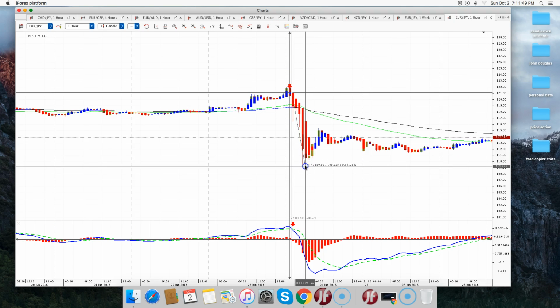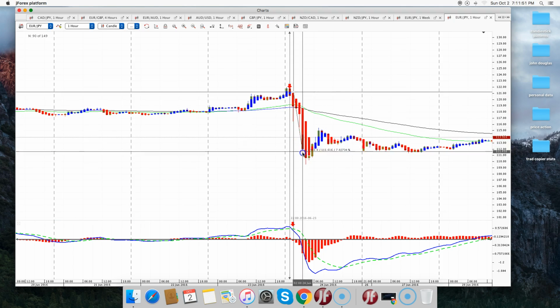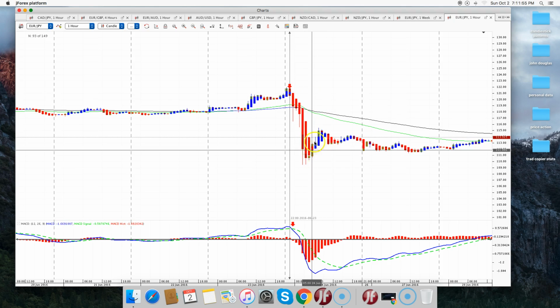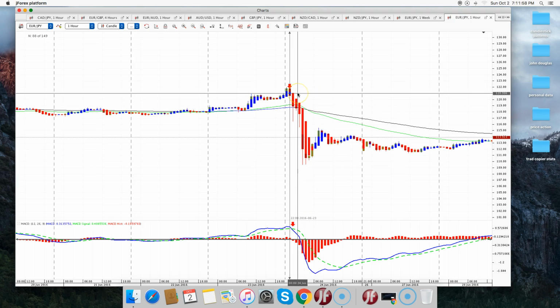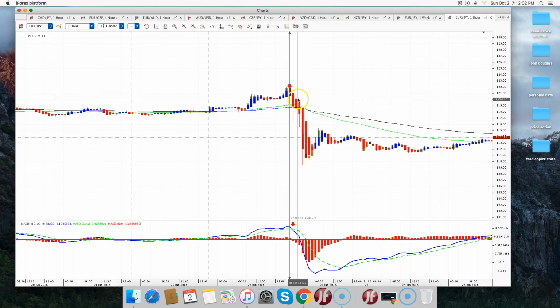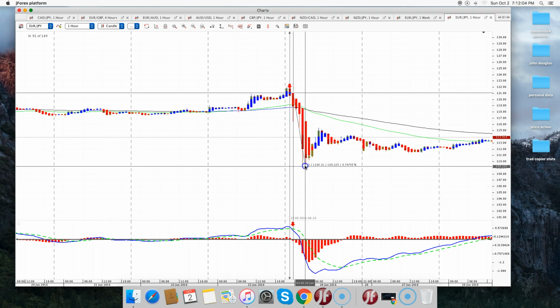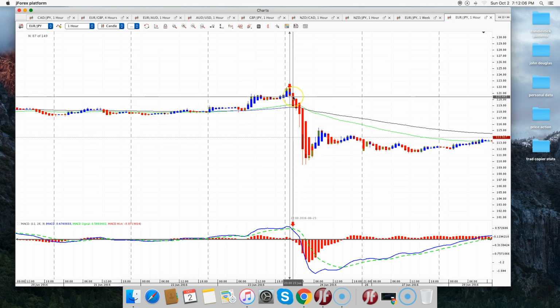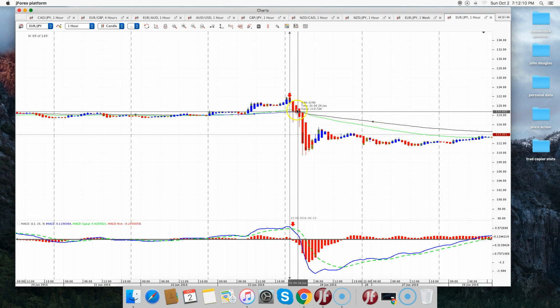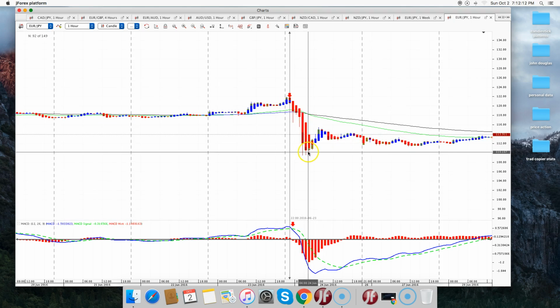And this one shot down quite a bit from 120. Price is at about 120.99 all the way to 109. So in a 1 hour chart, this thing shot down over 1,000 pips. Obviously it was a news event because the markets would not sell off that much within one day.